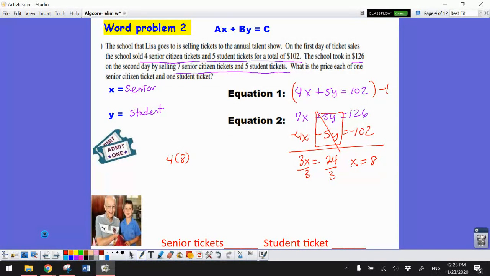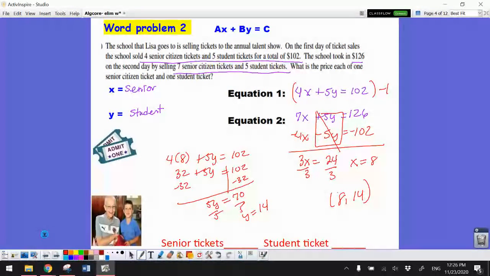I'm going to go ahead and use the top one. Putting in my 8. 4 times 8 is 32. If I'm solving for y, I'm going to subtract my 32. 5y equals 70. And to finish, I need to take 70 divided by 5. Y is 14. So my solution is 8, 14.